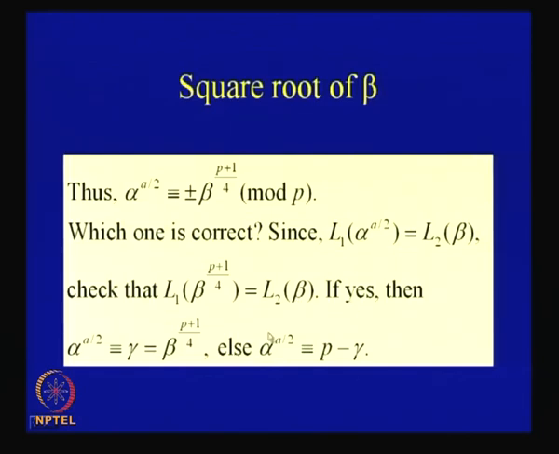So, if yes, then alpha power of a by 2 we will say is congruent to gamma, which is equal to beta to the power of p plus 1 by 4, else alpha power of a by 2 will be congruent to p minus gamma, because that is the other probable square root, right. So, that means either this is the square root or this is the square root. Okay. Agreed on this?